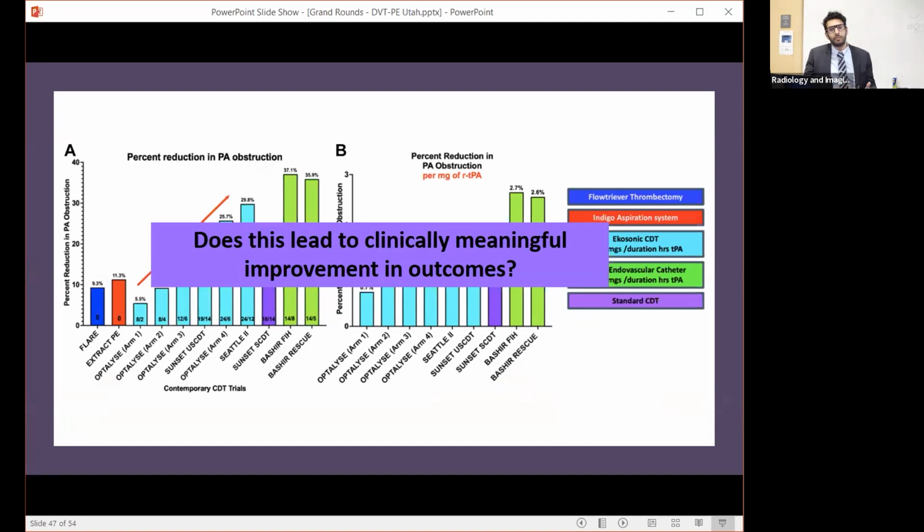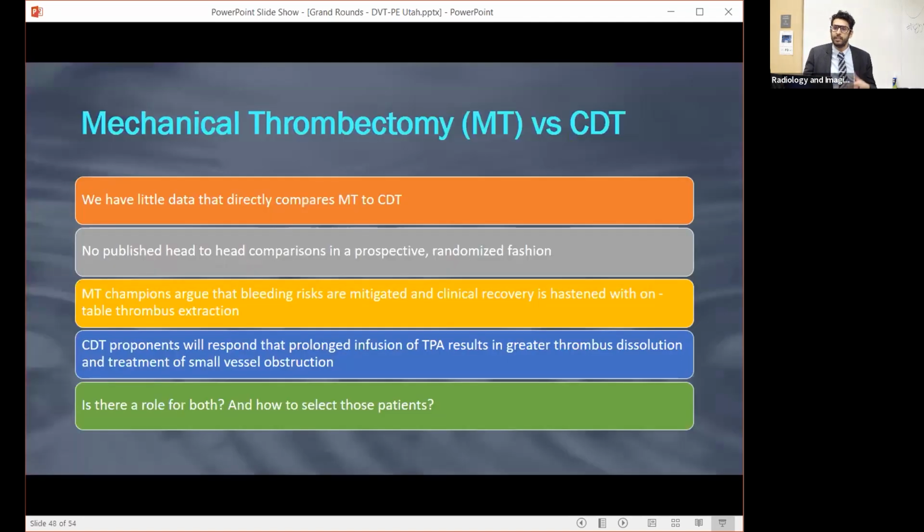So I'm posing a ton of questions, which hopefully will inspire people to see why it's such an interesting time in the field right now, because there are a lot of unanswered questions, with the utilization of these procedures outpacing the evidence. But it creates an opportunity for anyone interested to look into this. So the question is mechanical thrombectomy, same concept, versus lysis. We have very little data that compares the two, comparing mechanical thrombectomy to CDT. There's nothing in a prospective randomized fashion.